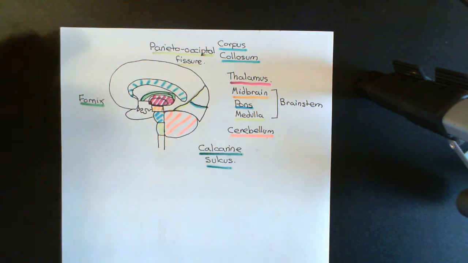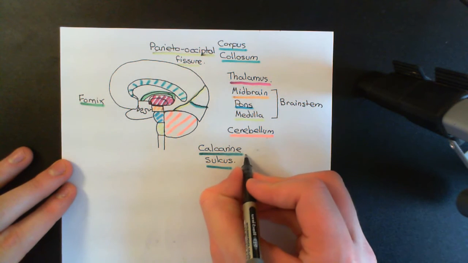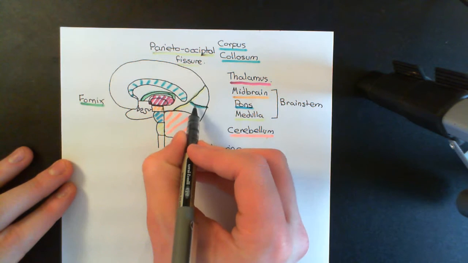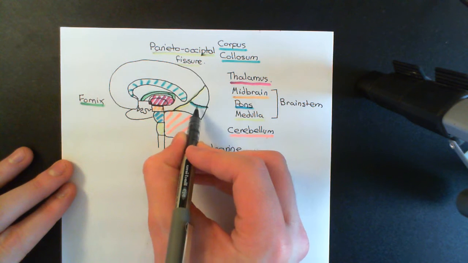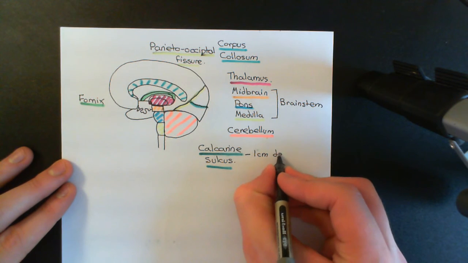So this is where the primary visual cortex is going to be. Now, the calcarine sulcus, a few more little facts about it. It's about 1 centimetre deep. So what I mean by that is if I was a little man standing at this entrance to the calcarine sulcus, I could walk inwards for 1 centimetre. So it's 1 centimetre deep.